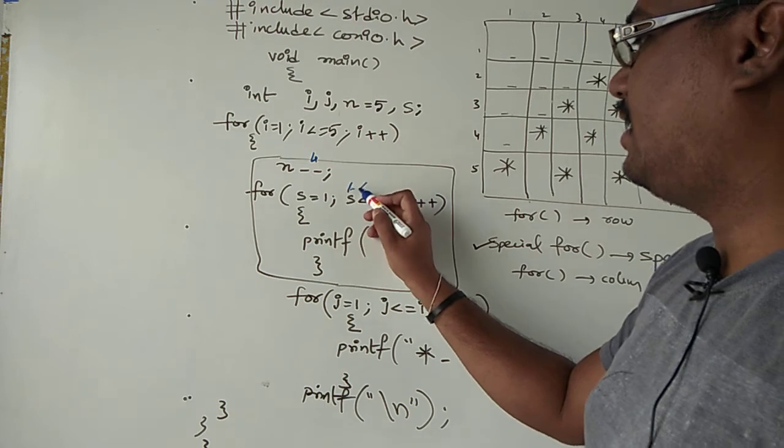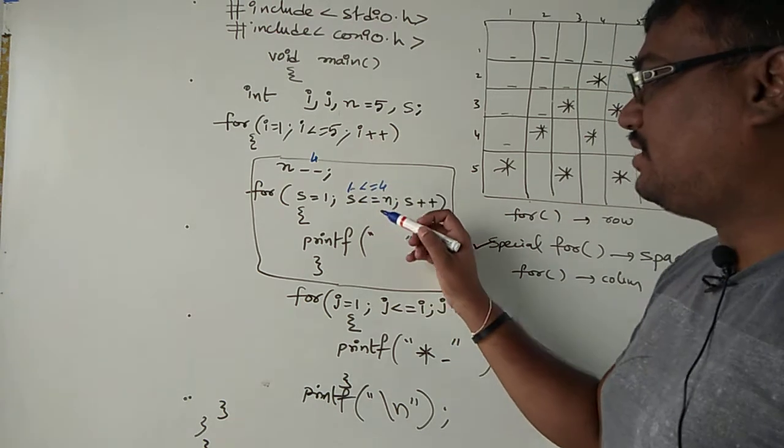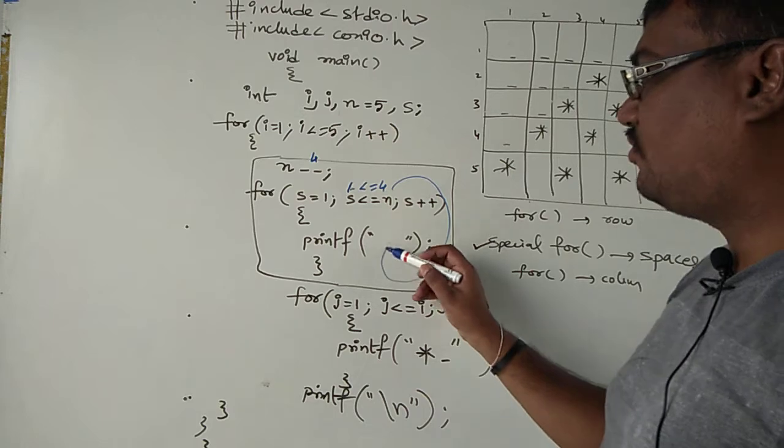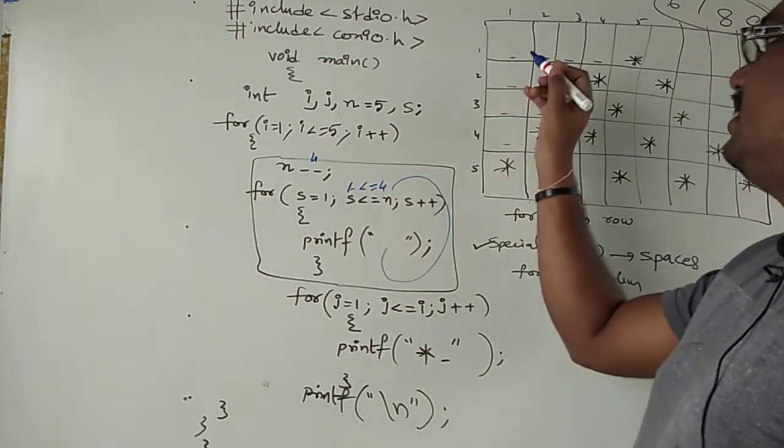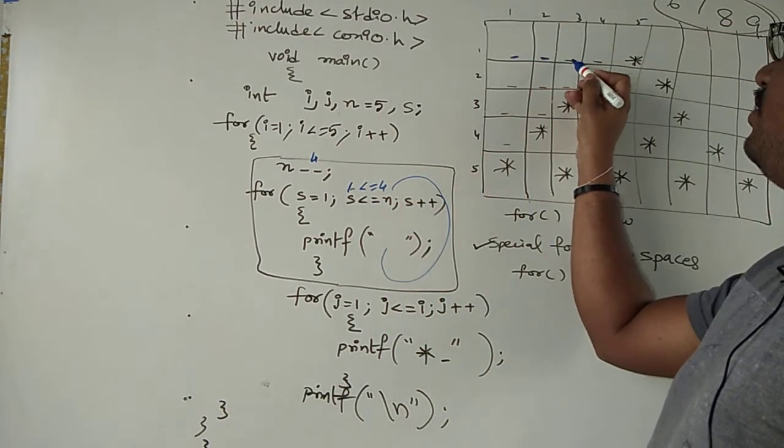1 less than or equal to 4. How many times does this loop repeat? 4 times. That's why it displays the 4 spaces.